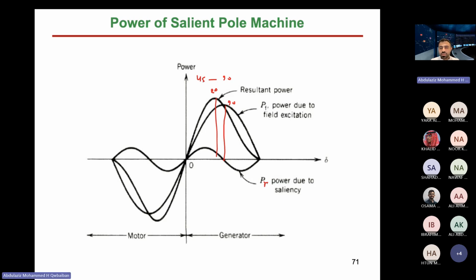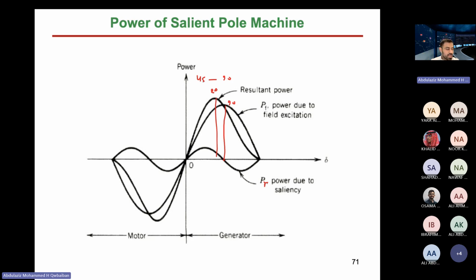We're losing. In the round rotor the maximum is 90, right? Yes. In the salient pole it becomes less. What is the issue with that? Is this a good thing or a bad thing? I think it's a bad thing. Excellent. Why is it a bad thing? Because we may lose the synchronous stability.